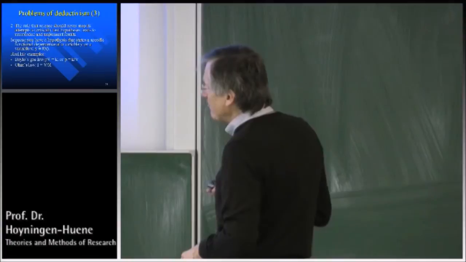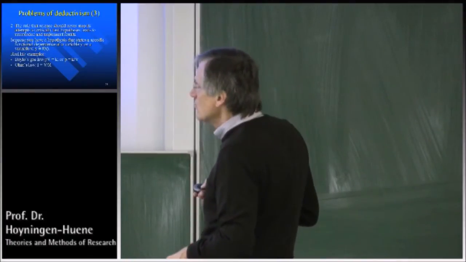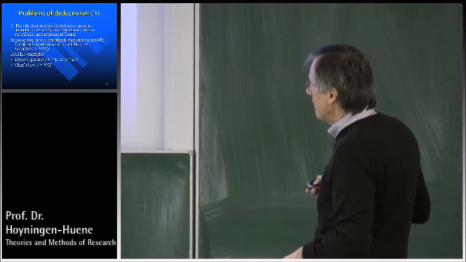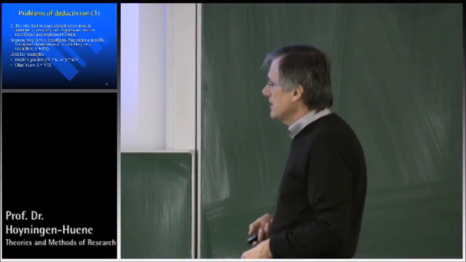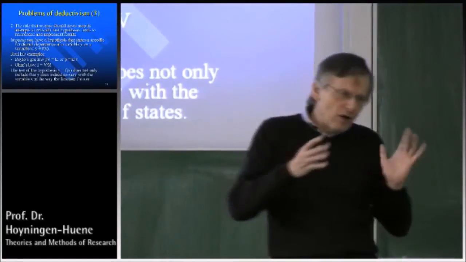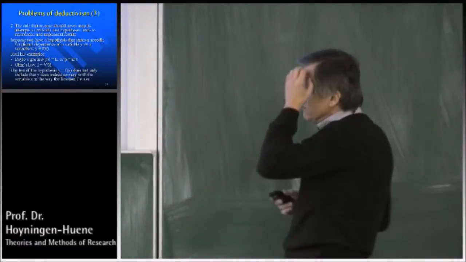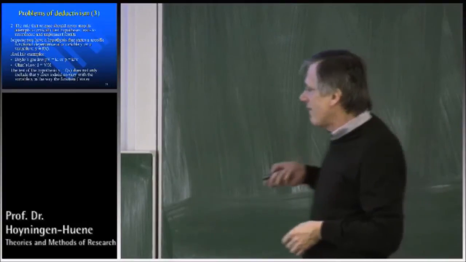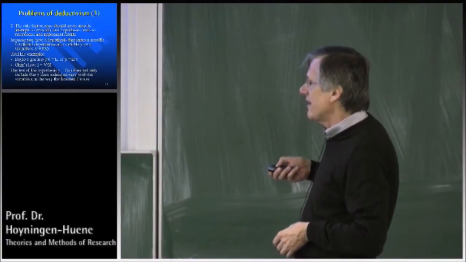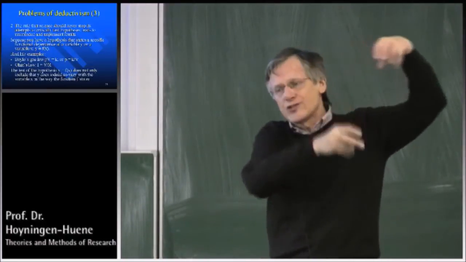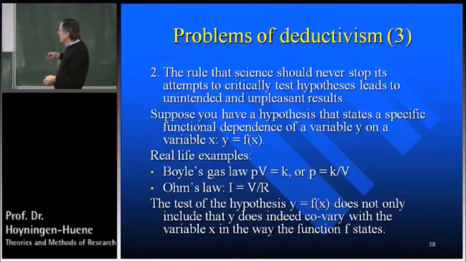Right? These are real-life examples that you may want to test empirically, and then you have to look at the dependence, whether this P really depends on V in this way, or whether it doesn't. Okay? Now, the problem is really this, that the test of that hypothesis does not only include that y does indeed co-vary with the variable x in the way the function f states. Right? The function f tells you, well, if you change x a little, then y will change in the following way, and that, of course, you can test. So in that particular case, if you increase the voltage, then the current should increase proportionally, right?